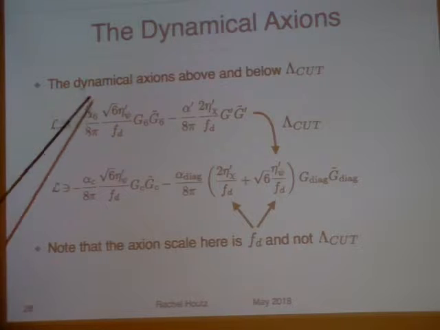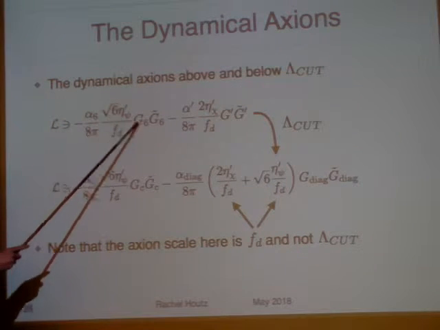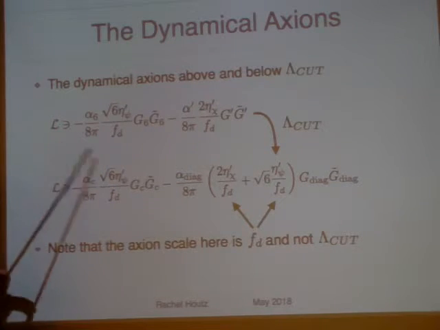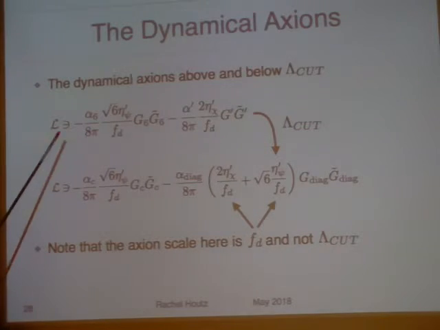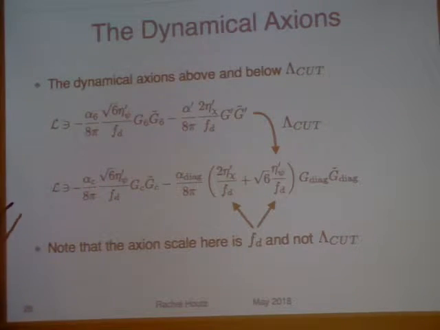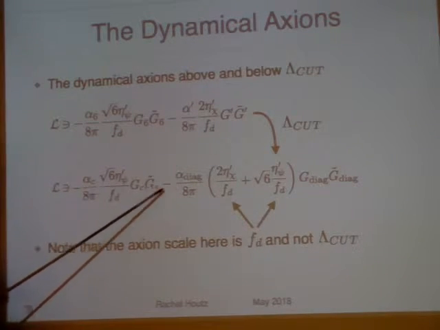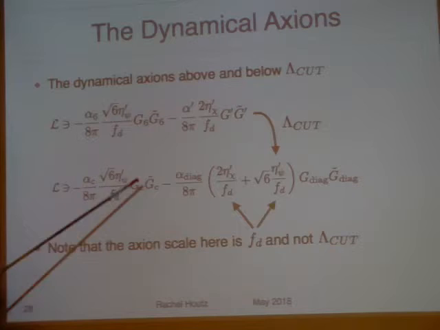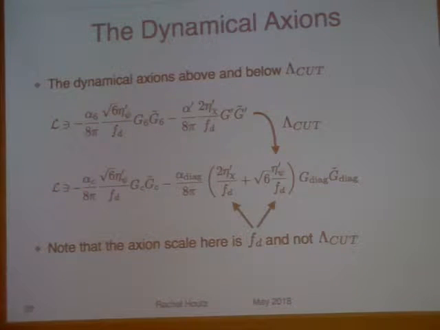So above the breaking scale, we get this effective interaction for the etas, where the eta ψ talks to SU6 GG dual, and the eta χ talks to the SU3 prime GG dual. And their dynamical scale is the scale associated with the confinement of SU3 diagonal. And then below the breaking scale, we get this interaction of the etas with the GG duals, where one talks to QCD and one talks to SU3 or SU3 diagonal.